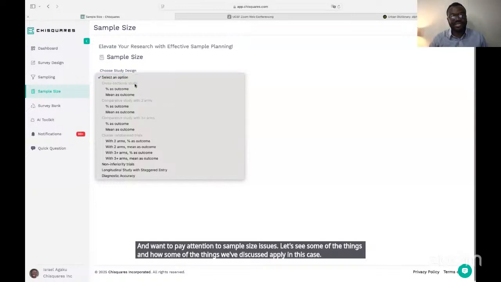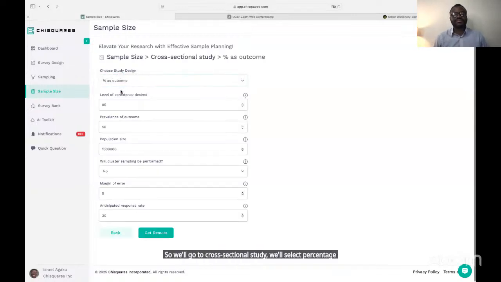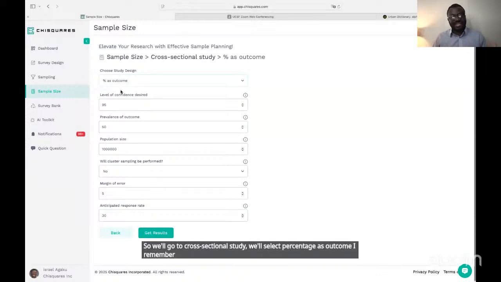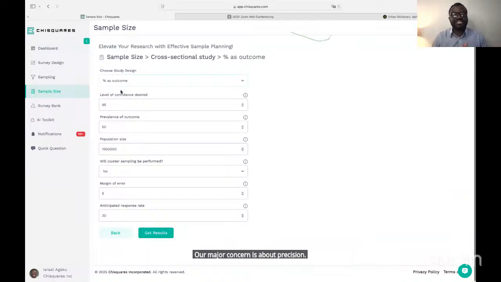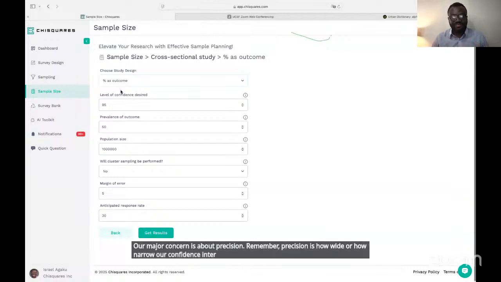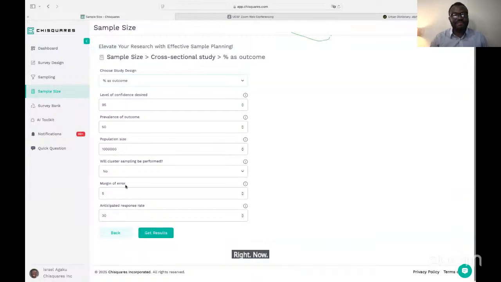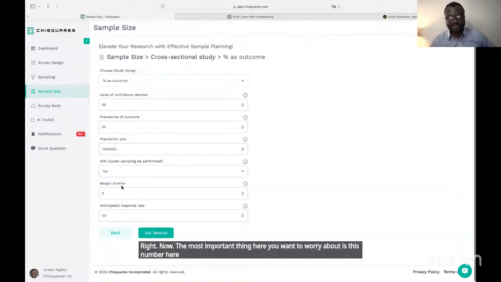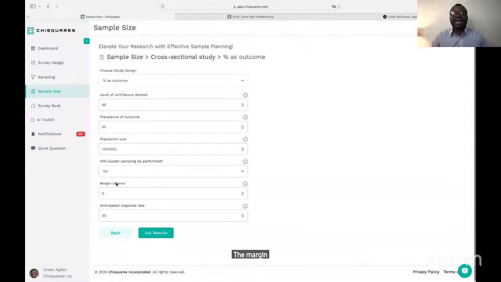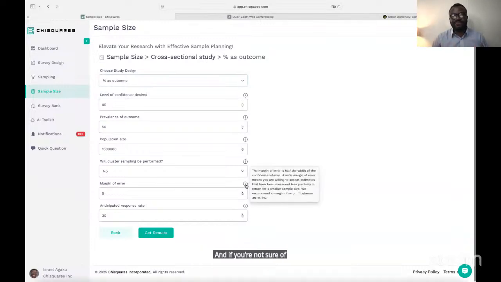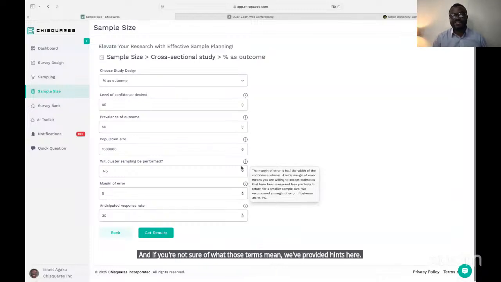So we'll go to cross-sectional study, we'll select percentage as outcome. And remember, we said when calculating sample size for a survey or a cross-sectional study, our major concern is about precision. Remember, precision is how wide or how narrow our confidence intervals are, right? Now, the most important thing you want to worry about here is this number called the margin of error. The margin of error is half the width of the confidence interval. And if you're not sure of what those terms mean, we've provided hints here that tell you what they are.